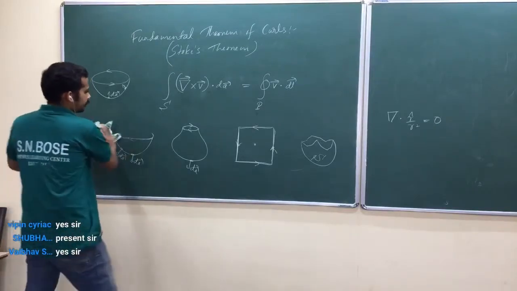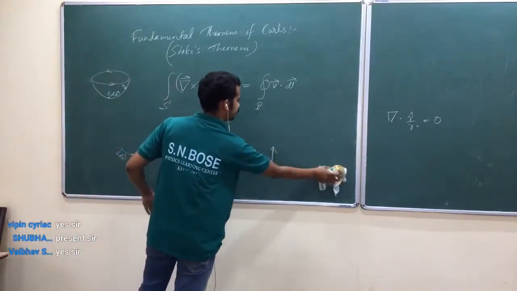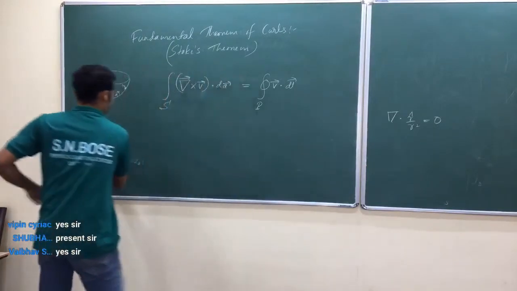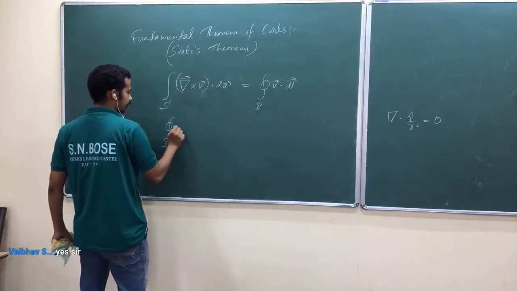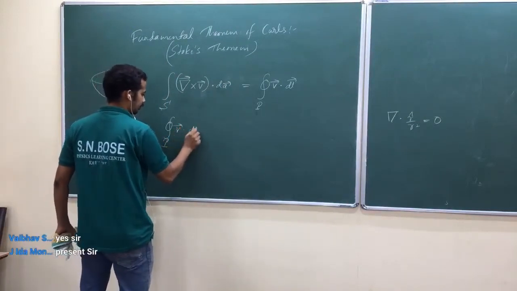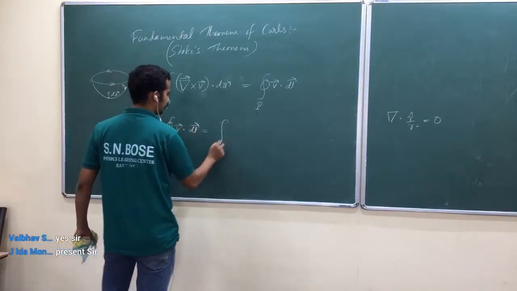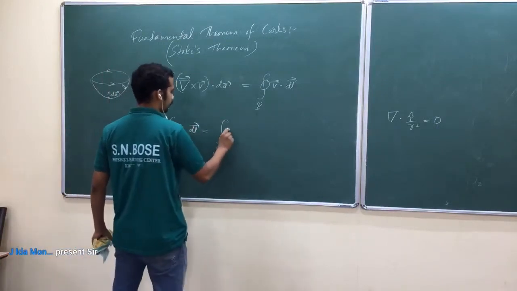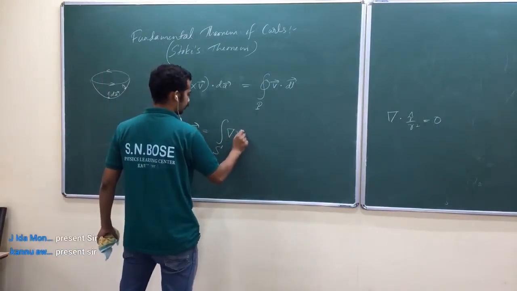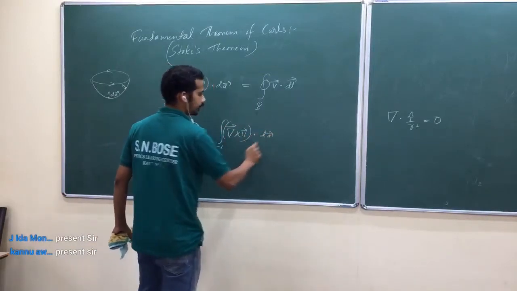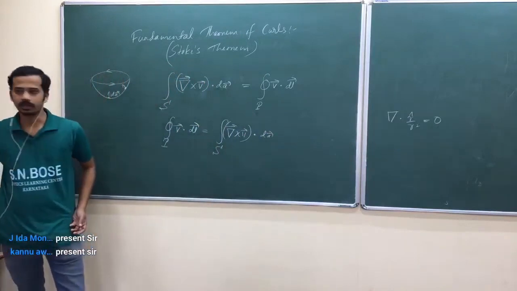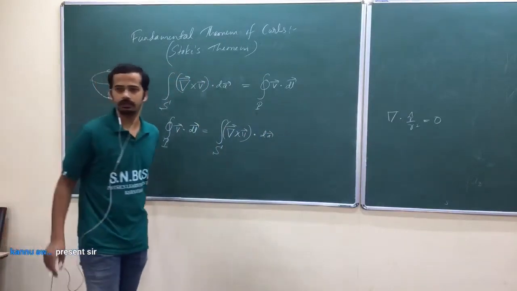Now let me start from here. Closed path integral of v bar dot dl bar is equal to surface integral of del cross v dot dS. Am I right? So let me see the same theorem in a different way.